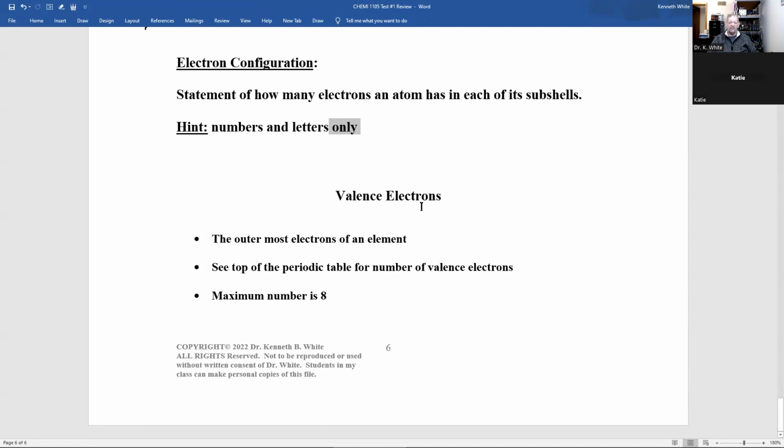Next, let's talk about the valence electrons. You should know, what are the valence electrons? Those are the outermost electrons of an element.